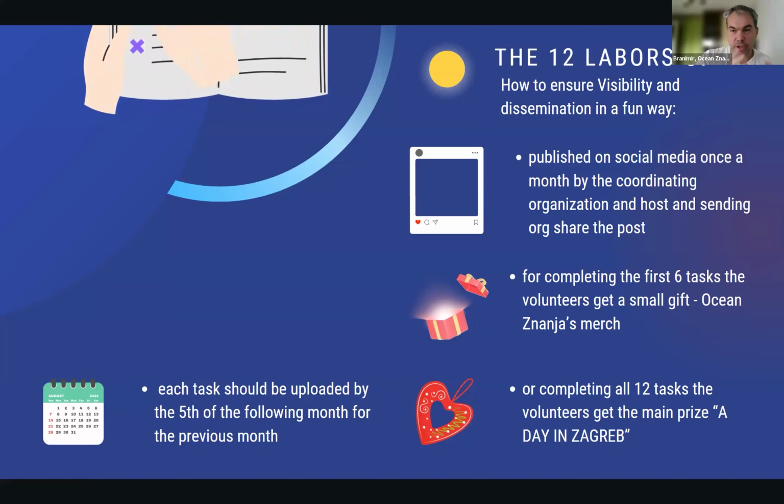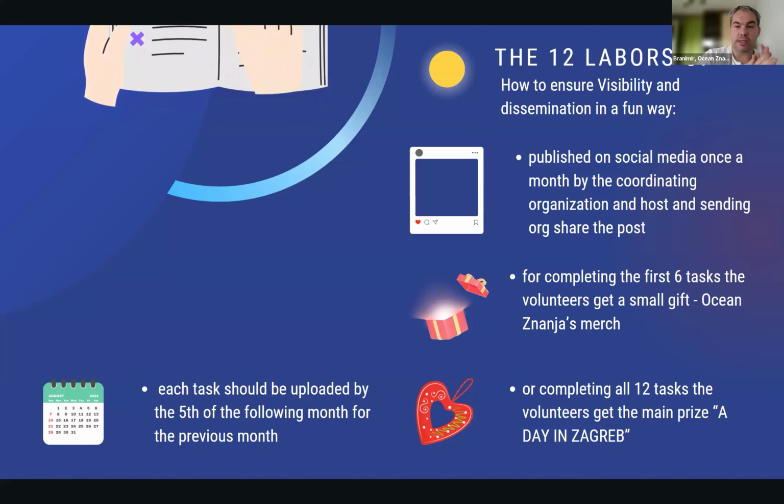So it's published on social media once a month by the coordinating organization hosting, and the sending organization share the post. So they have 12 tasks. That's why it's called the 12 labors off.